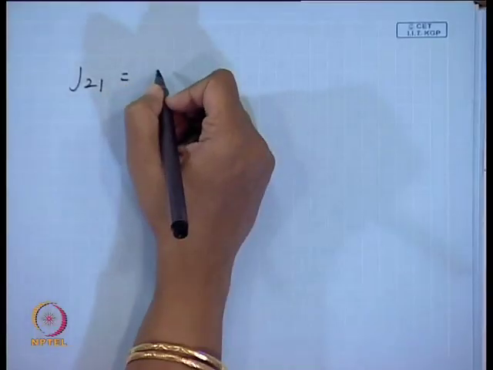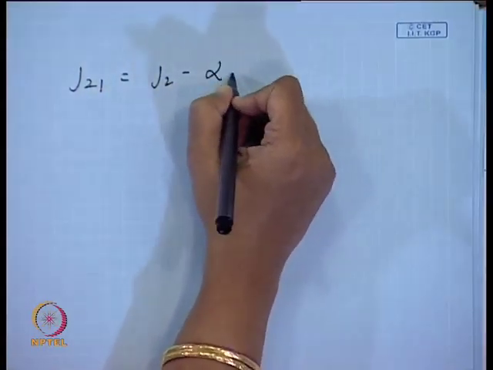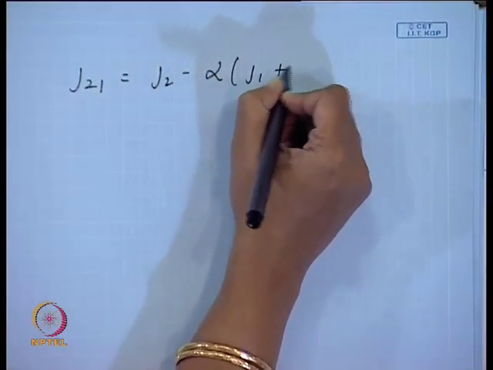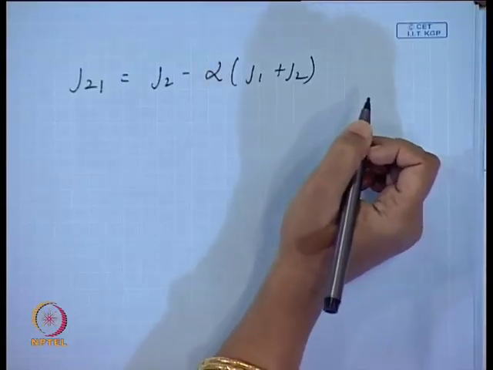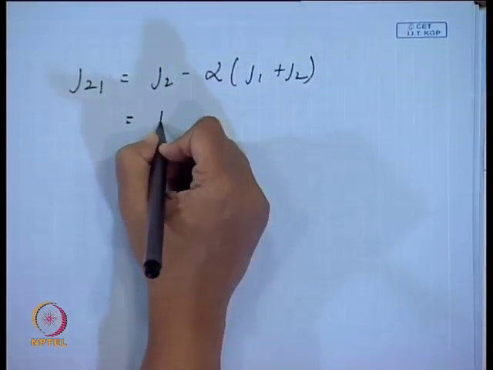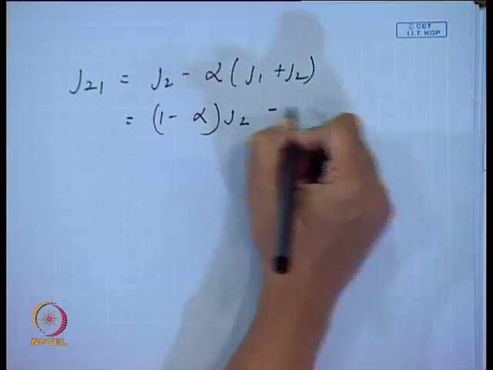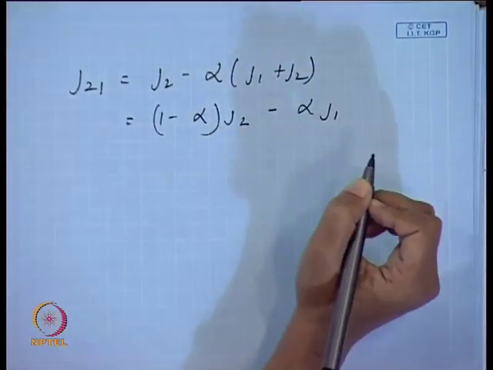Yeah. So, this you do not see now, let me see. Now, what is the second way of representing it? The second way of representing it is, I have this equation J21 equals J2 minus alpha (J1 plus J2), is not it? Or this can be written as (1 minus alpha) J2 minus alpha J1.